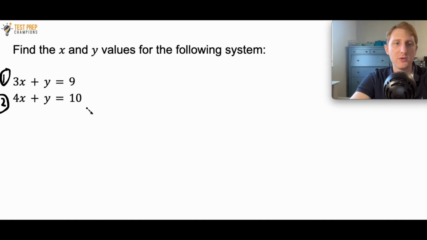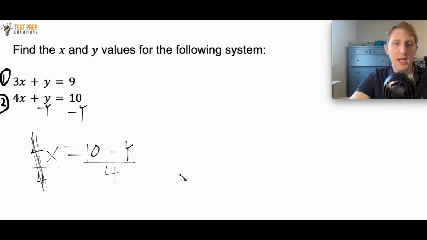Well, what I'd want to do is I would start by subtracting y from both sides of the equation. So I would have 4x equals 10 minus y. So then the next step would be to divide both sides by 4. So if I do that, the 4's will cancel out on the left side, and I'll have x equals (10 minus y) divided by 4.